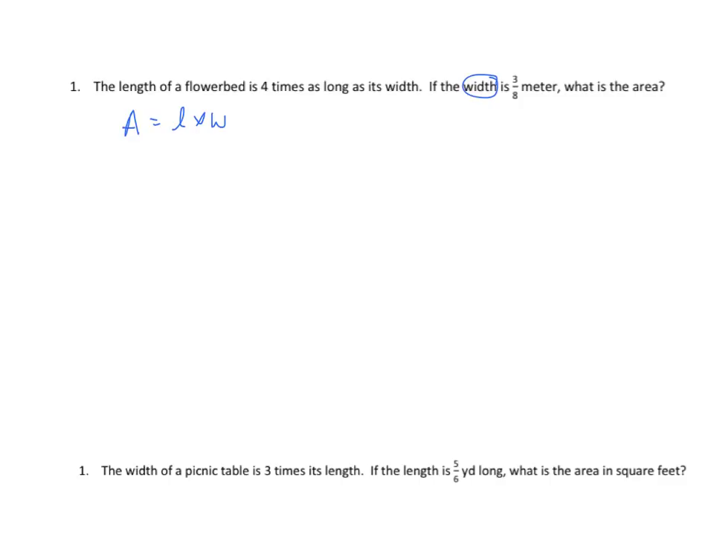So what do we have here? The length of the flower bed is four times as long as the width. So to find the length, we're going to have to multiply 4 times the width, which is 3/8. We're going to rewrite that 4 times 3 over 8. And I'm going to find my common factors. This 8 divided by 4 is 2, and 4 divided by 4 is 1. So our answer becomes 3/2. We could also write that as 1 1/2.